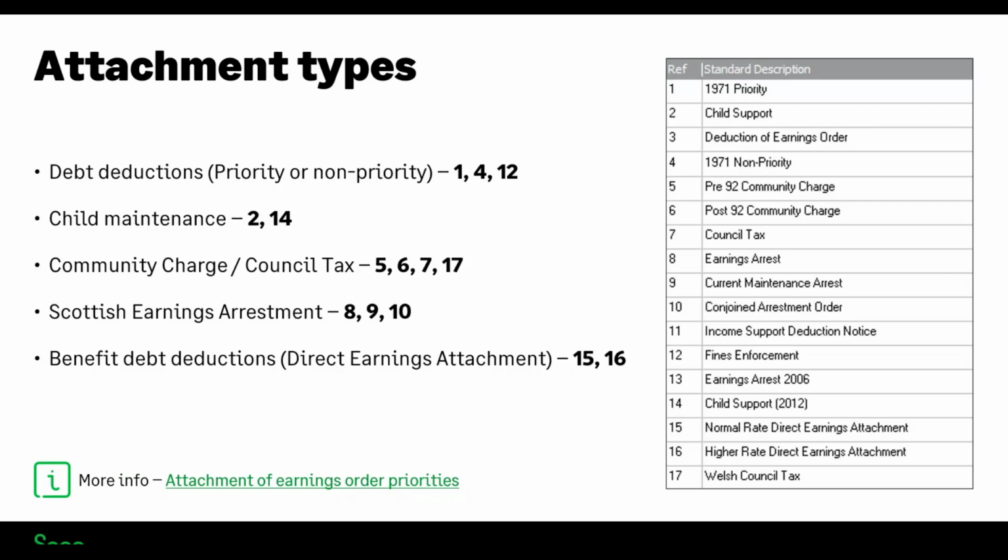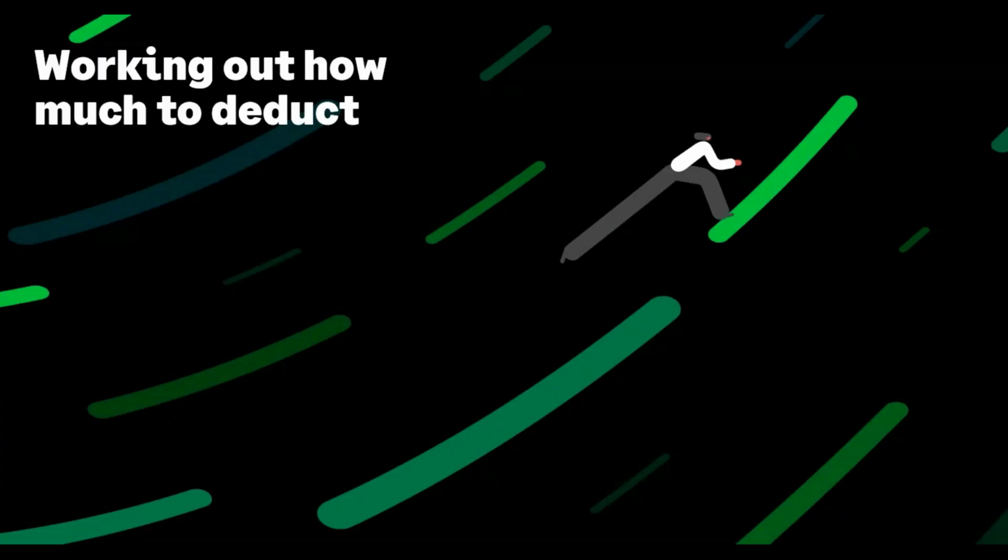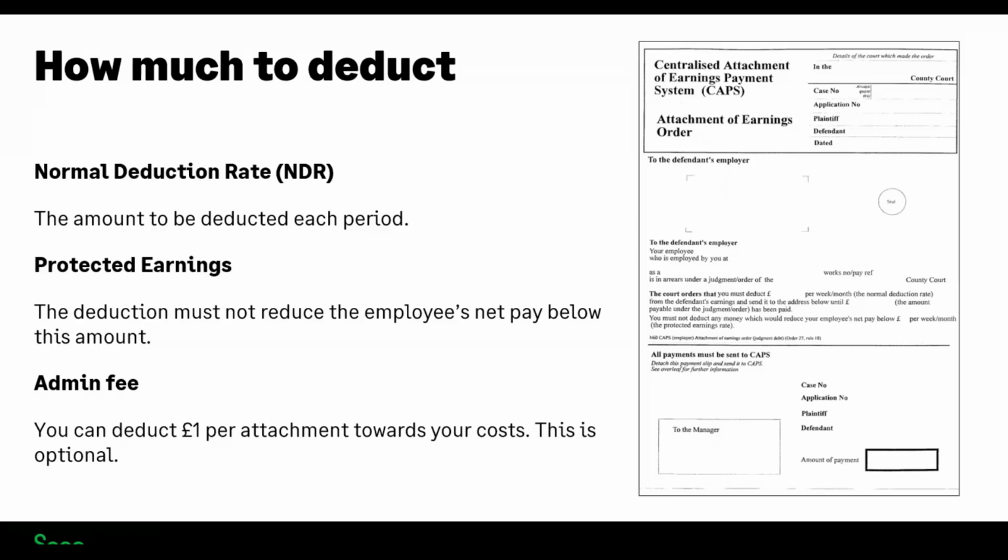So I did want to begin with a little bit of an introduction to the different attachment types. But let's move on to the next section, which is going to be working out how much to deduct. There are 2 ways that the attachment amount will be deducted. The first option is a normal deduction rate.